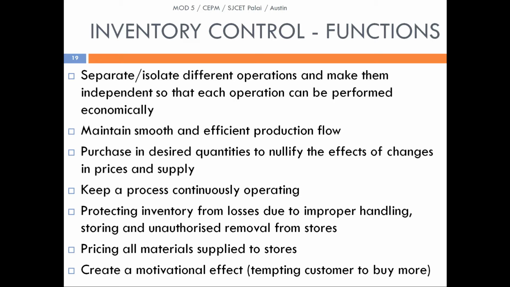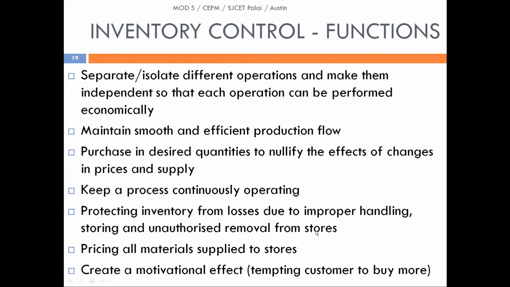First one, separate or isolate different operations and make them independent so that each operation can be performed economically. Maintain smooth and efficient production flow. Purchase in desired quantities to nullify the effects of changes in prices and supply. Keep a process continuously operating. So the second point, maintain a smooth and efficient production flow, and the fourth point, keep a process continuously operating, were the major 2 points which we have discussed in the definition of inventory control, which drive the major functions for inventory control. Next, protecting inventory from losses due to improper handling, storing, and unauthorized removal from stores.